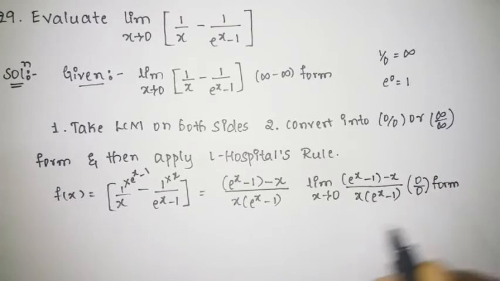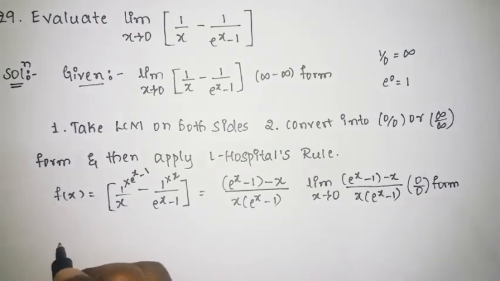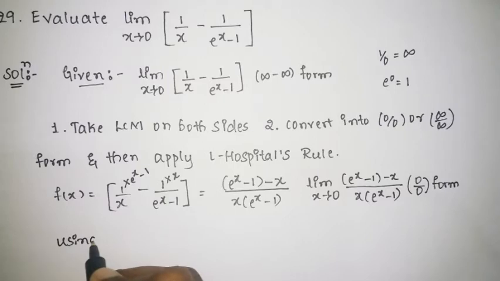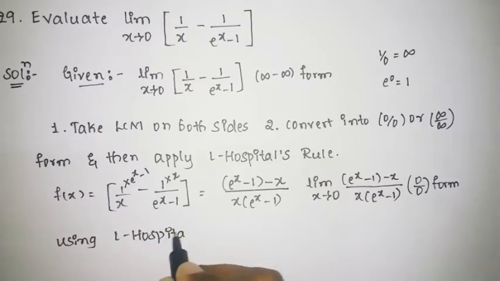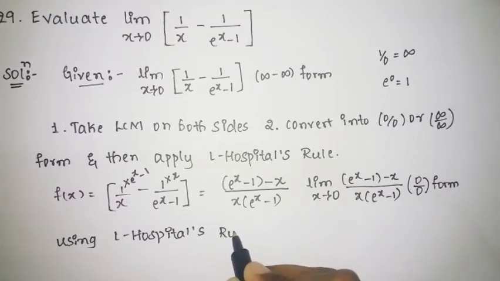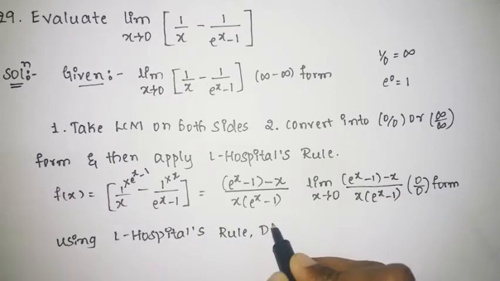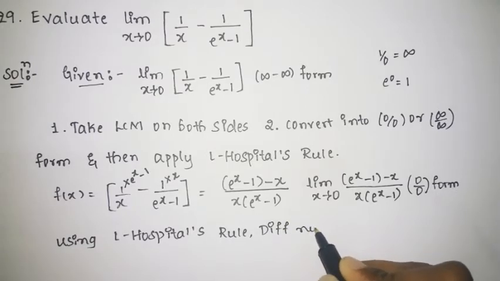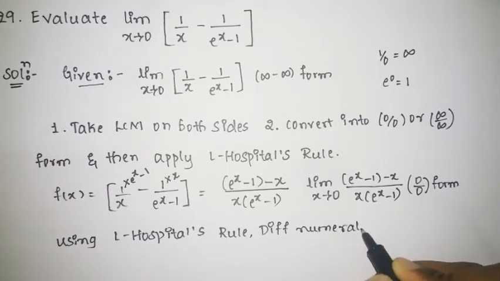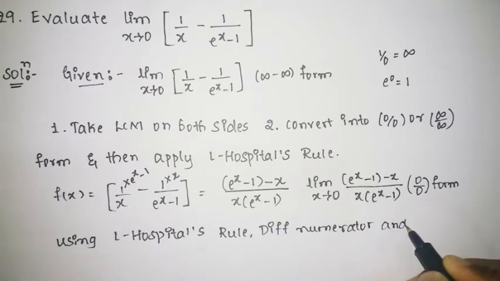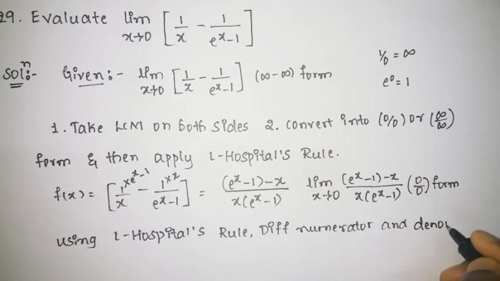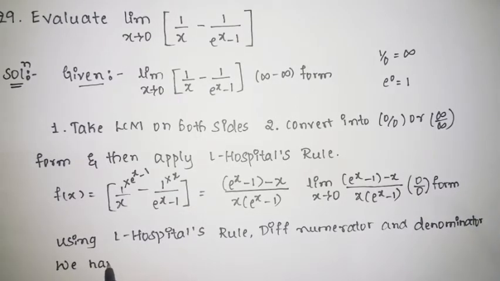Once we have reduced it to 0 by 0 form, now we need to apply L'Hospital's rule. Using L'Hospital's rule, we need to differentiate both numerator and denominator. Differentiating the numerator and denominator, we have the equation.